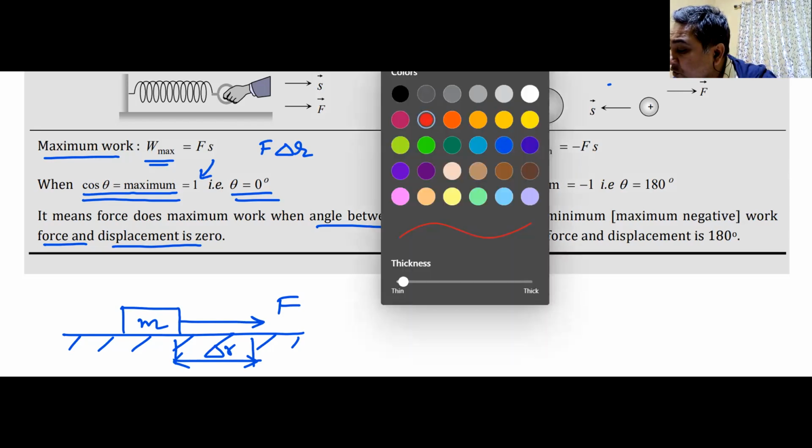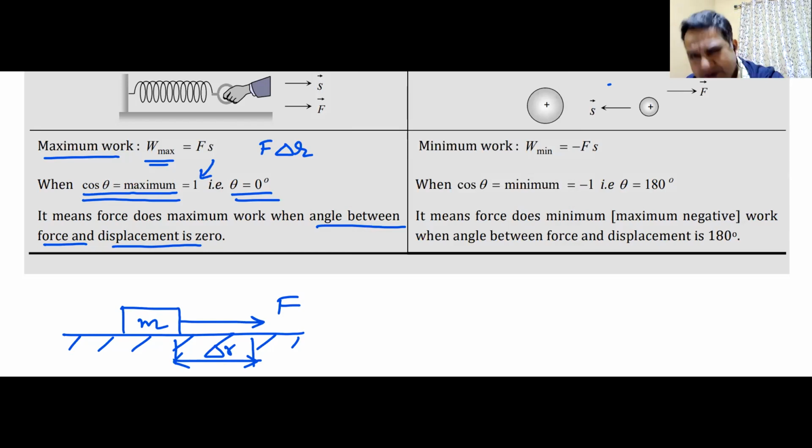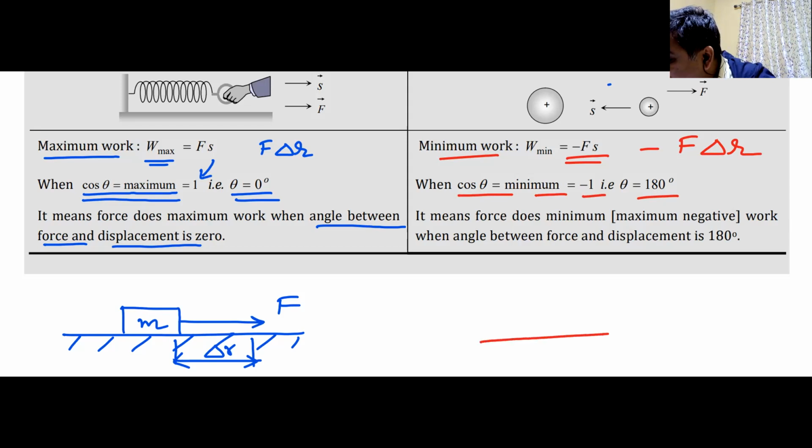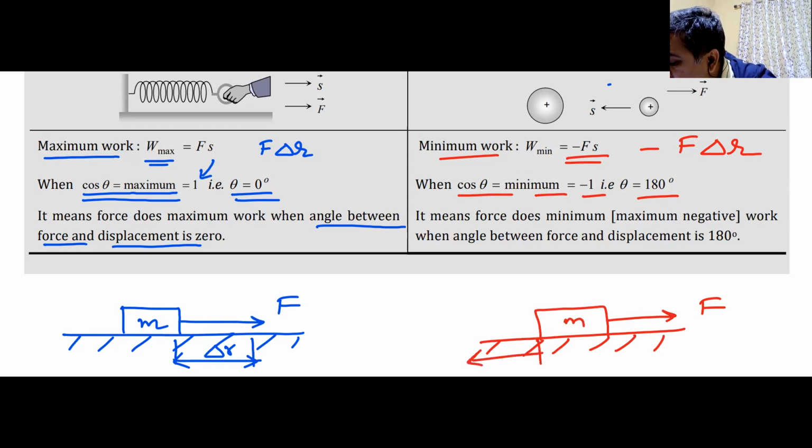If you want the work done to be minimum, by minimum, I mean it is negative maximum. So it's better to call it negative maximum than minimum. The minimum work will be minus F into dr, and that will happen when the value of cos theta is maximum on the negative side, minus 1, or theta is 180 degrees. That means if this is the surface, I want minimum work, for example, then if I apply force like this, the displacement should be in the reverse direction.